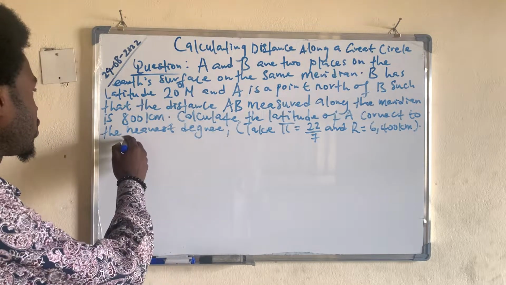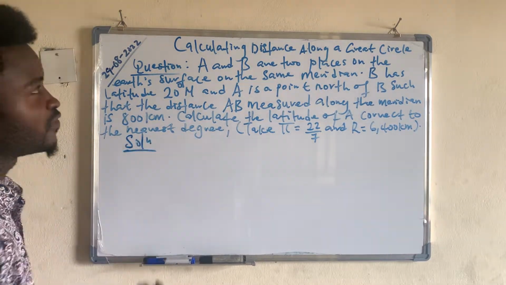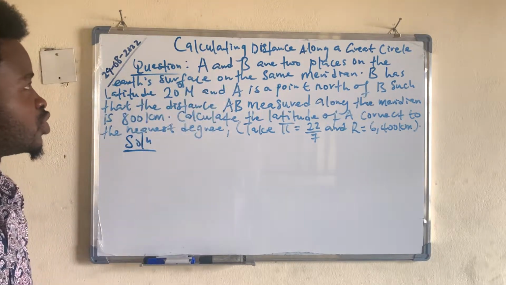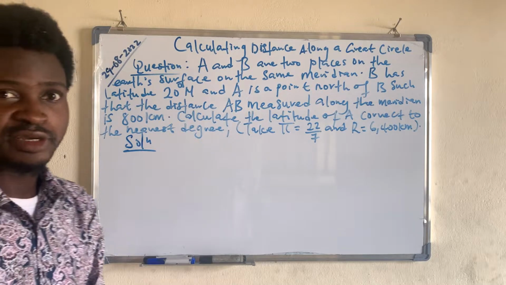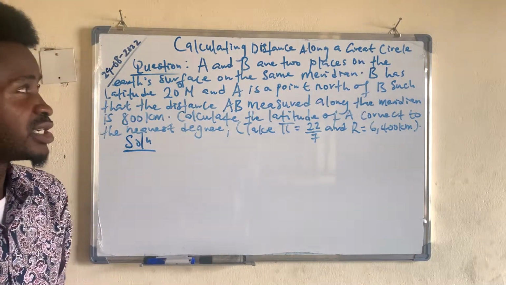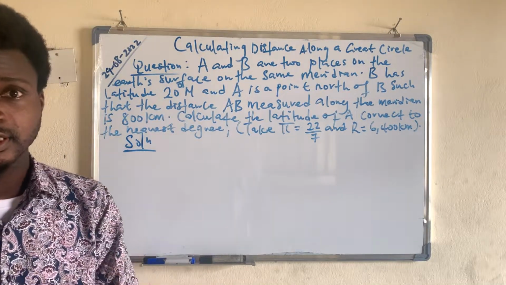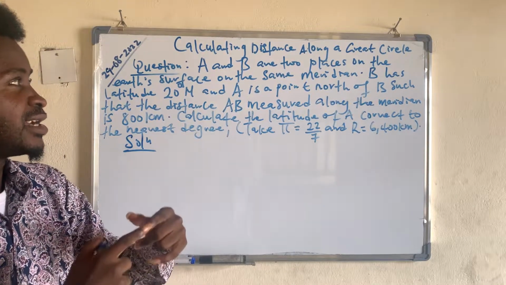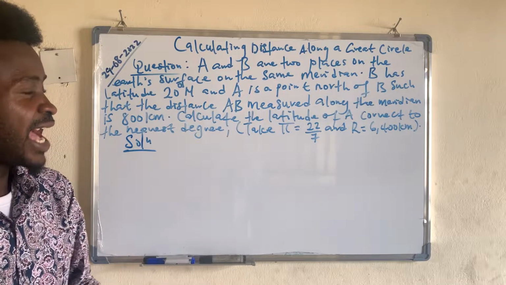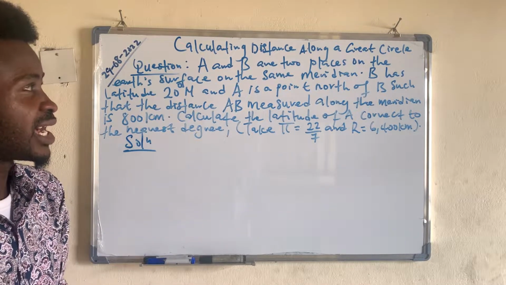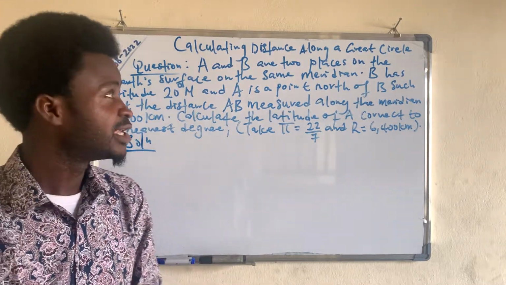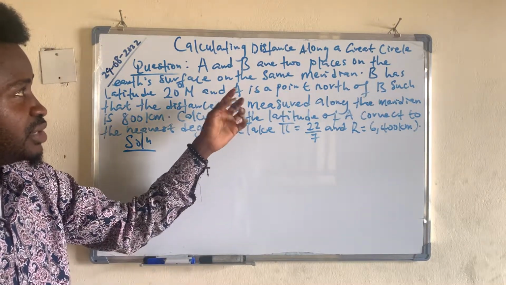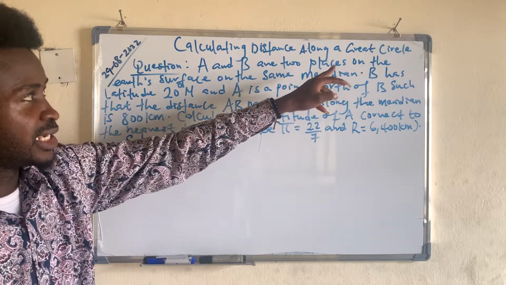Quickly, before I go into solving this question, it is based on distance along a great circle. While calculating distance along a great circle, we already know that the shortest distance along a great circle is the distance of the arc length between 2 points, say A and B, that is related to the great circle.